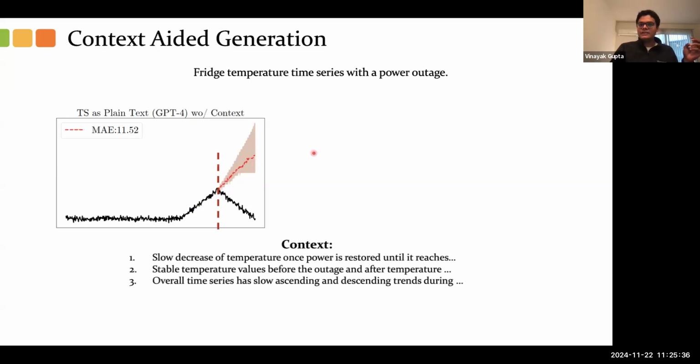But when I give some context in addition to the time series, that there's going to be a slow decrease of temperature once the power is restored, and that there are stable temperature values before and after the outage.